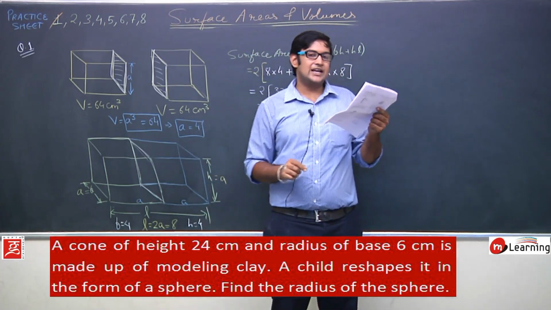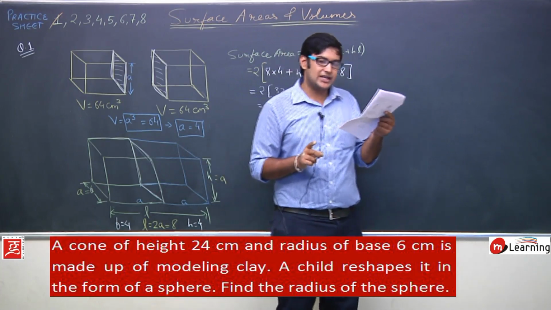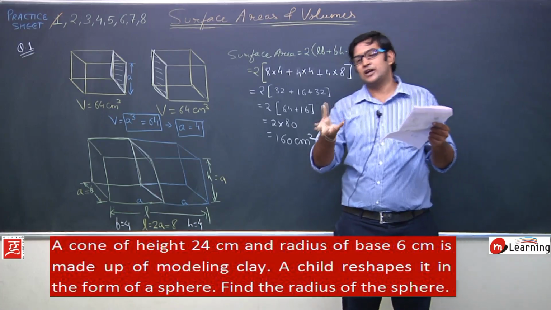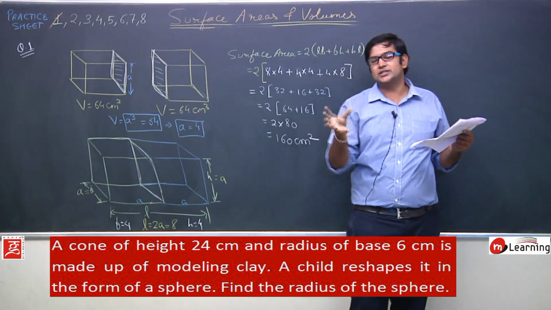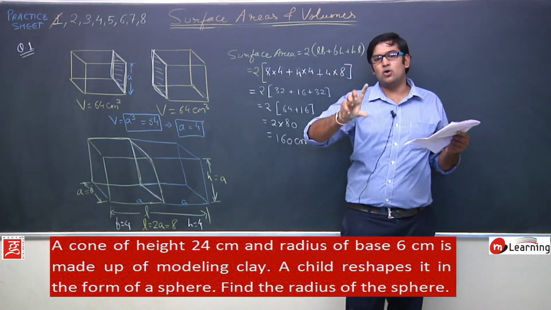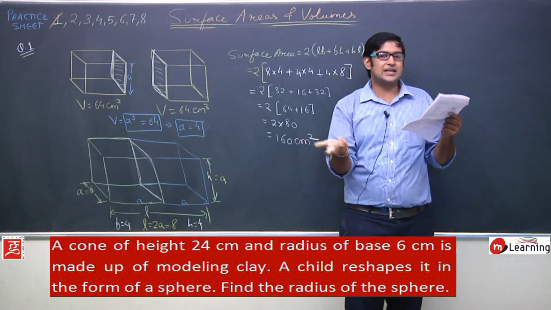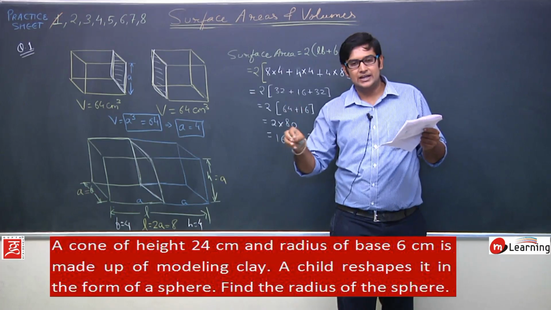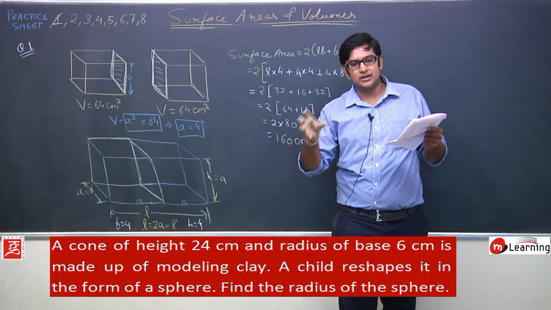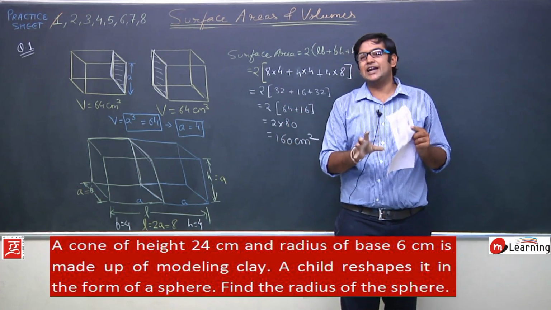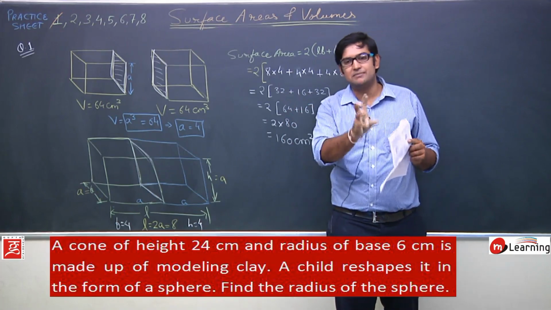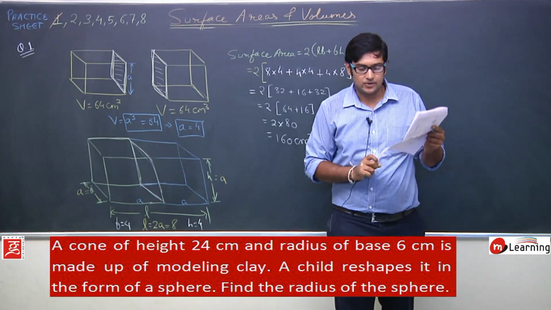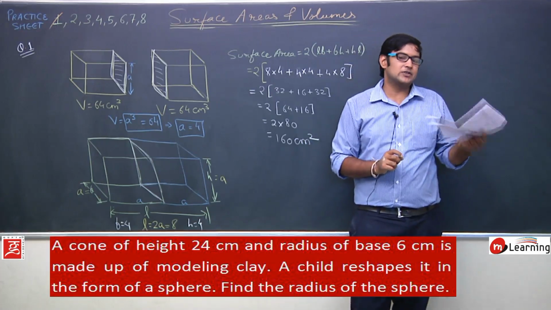Further, a child reshapes the cone, or the clay, in the form of a sphere. So the child made this clay from a cone to a sphere. Okay, it's reshaped. It is not saying that the child took a part of the clay and then made a sphere. What it says is that the child simply reshapes the same clay which is used to make the cone into a sphere. Find the radius of the sphere.